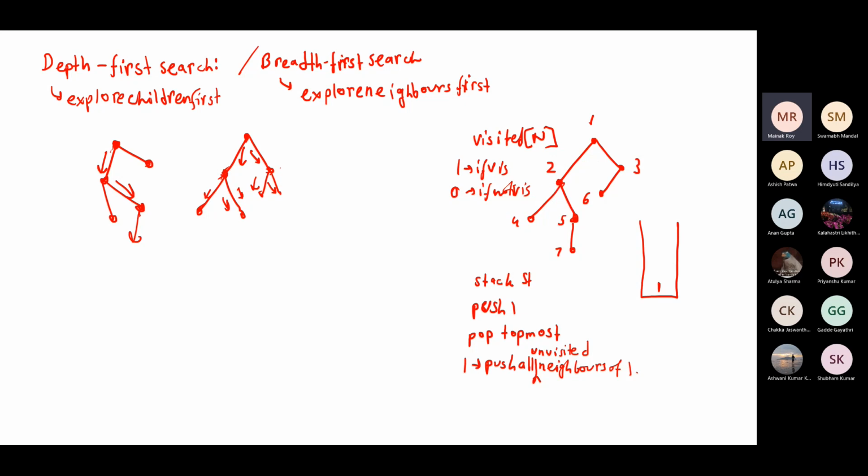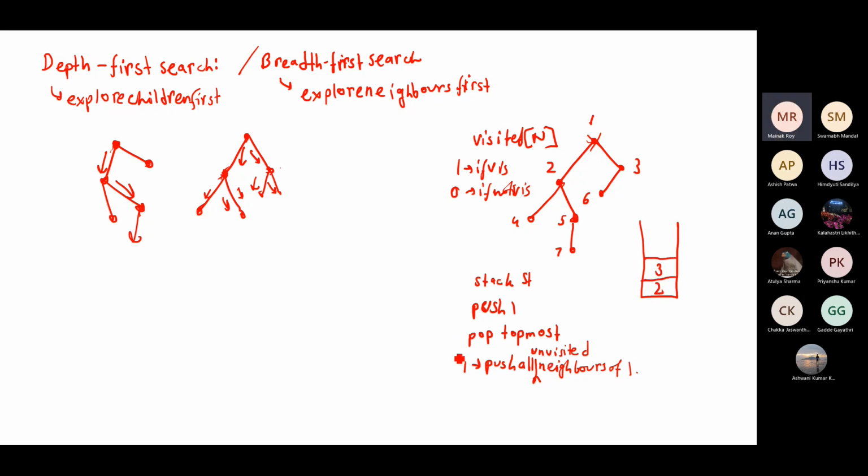Because if you pushed some visited neighbor, then from that visited neighbor you'd come back to the original node. If you have 1 and then you push 2, then from 2 you again push 1, then from 1 you again push 2, and you'll be stuck in an infinite loop. So you should always push only the unvisited neighbors. So 1 we mark as visited. Now we popped 1, and we push 2, and then we push 3, let's say.